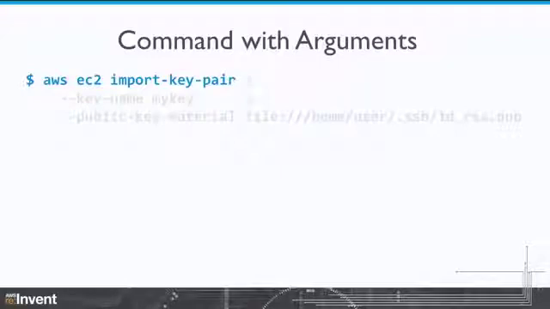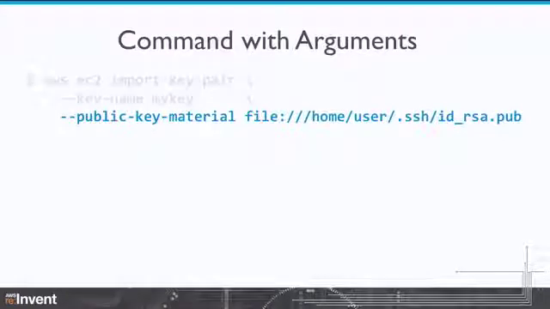For arguments, this is an example of import key pair. So if I have a public key, an SSH key, and I want to import it, we use the long option name, so --key-name, and then the value. And then here we have the public key material. And this is the first thing I want to point out. You see this file://.